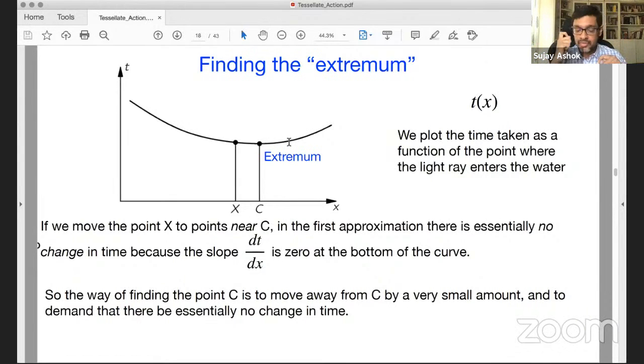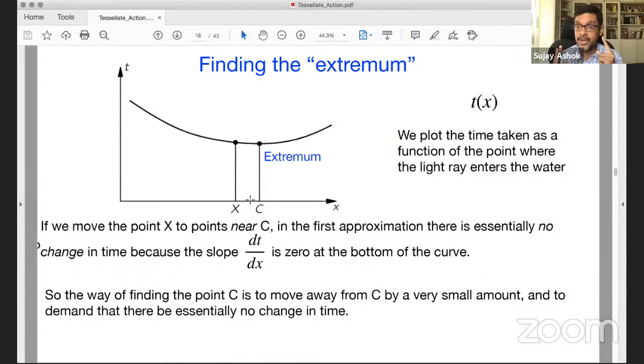But the fact that C is an extremum means that if you go just a little bit away from C, if X is really close to C, then the time does not change, to first order in the variation. Which means that if I say X minus C is some small distance, let's call it delta X, then we are saying that to first order in delta X, the time should not change. So the dependence of time on X is not like a V, but like a smooth curve where you vary it a little bit and the time variation is zero.